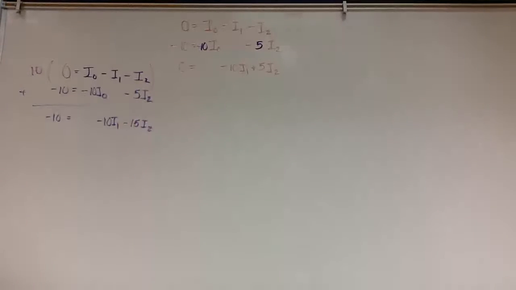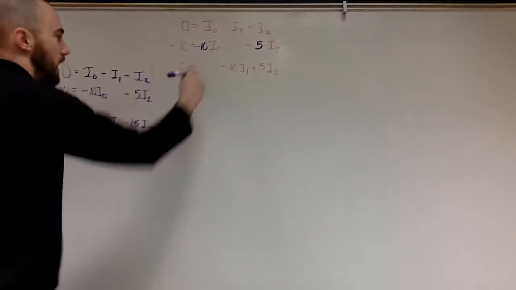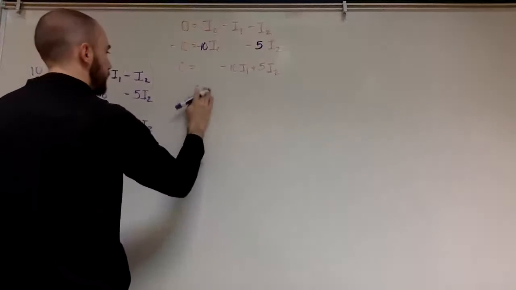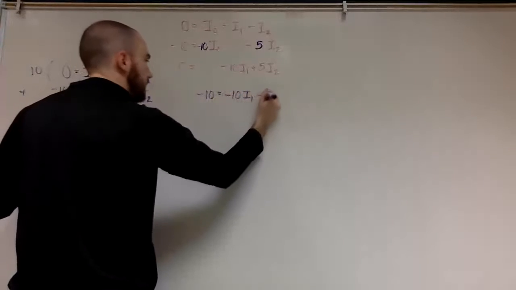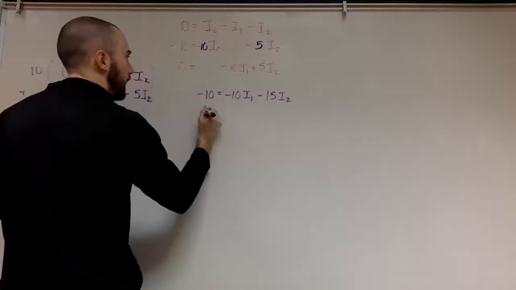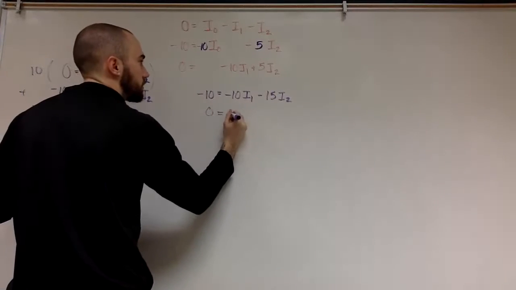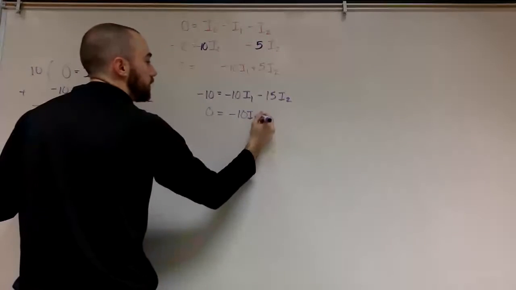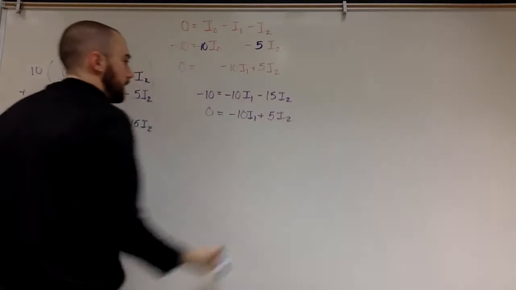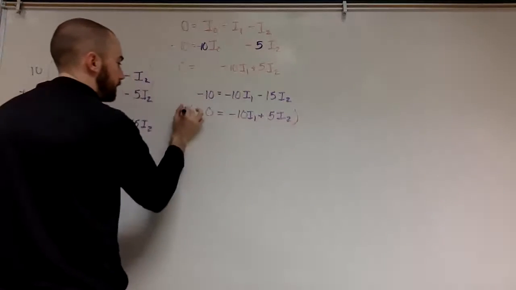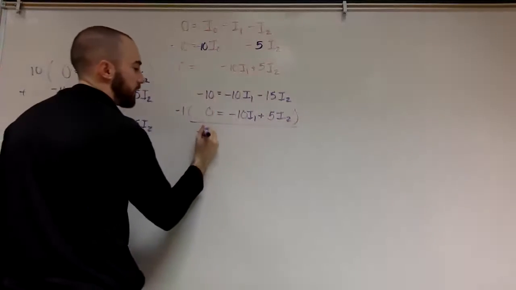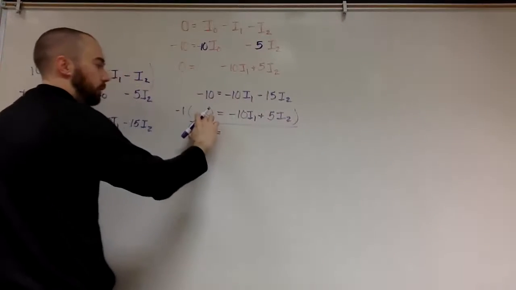Now when I rearrange this to solve, well, you know what, I'm going to leave it right there, because now I'm going to combine it with this bottom equation here, just like I did before. So I'll have negative 10 equals negative 10 I1, negative 15 I2, and that's equal to this bottom equation here: 0 equals negative 10 I1 plus 5 I2. Now I'm going to solve for I2, and the way I'm going to do that is just take a negative sign at this bottom. So what I end up with is negative 10 equals, because 0 times negative 1 is 0.